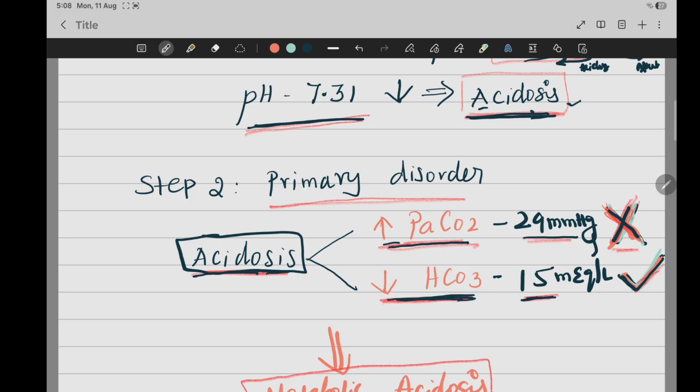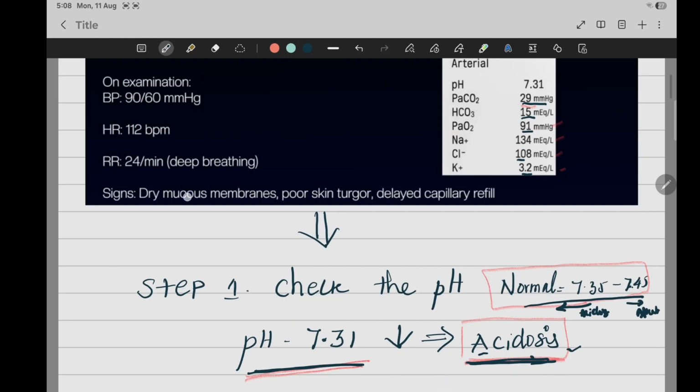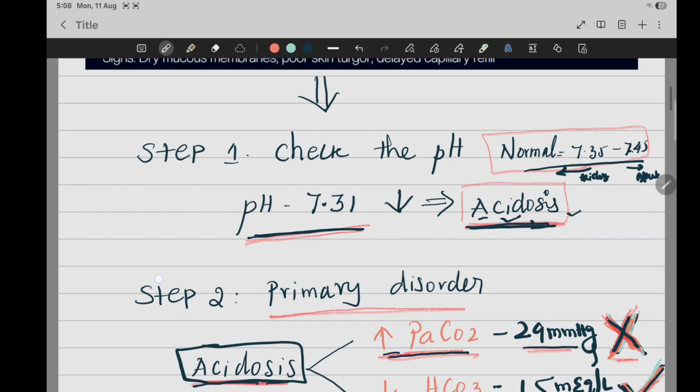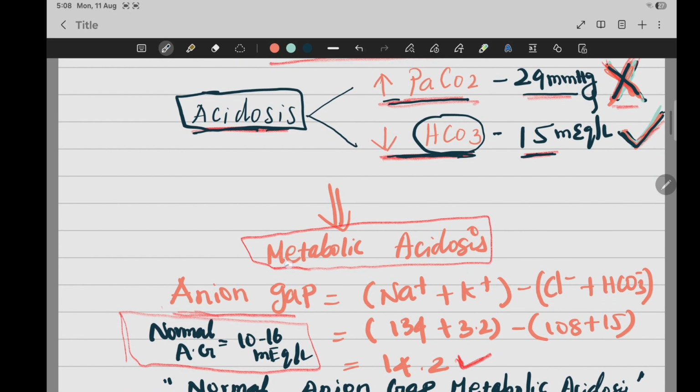Okay, always look at the clinical history. Is anything mentioned here about the respiratory side? No, so it is metabolic only. So what is the acidosis? Here it is metabolic. Okay, so the answer is metabolic acidosis.